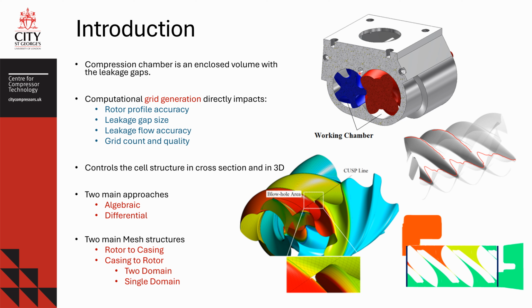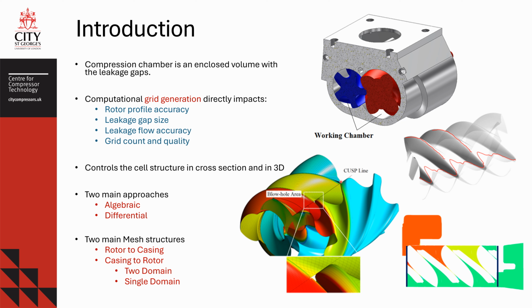There are 2 main approaches to differential rotor grid generation. First is an algebraic approach and second is a differential approach, which I will talk about in the next few slides. Also, the mesh structure or topology can be classified into rotor to casing type of structure or casing to rotor type of structure, in which both the rotors can have independent domains, which is called the 2-domain method, or they can be generated as a single domain mesh.